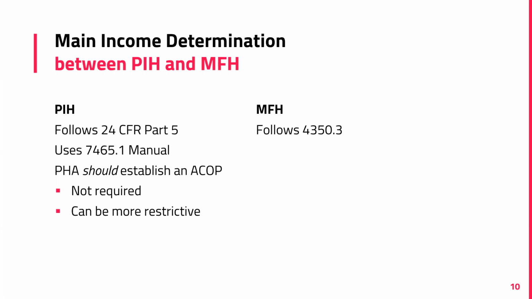Now, on the Section 8, on the PBRA side, they just follow the 4350.3 with any housing notice that may have come out after the 4350.3's most recent revision. So that's when the housing notice or the Federal Register kind of overtakes that.